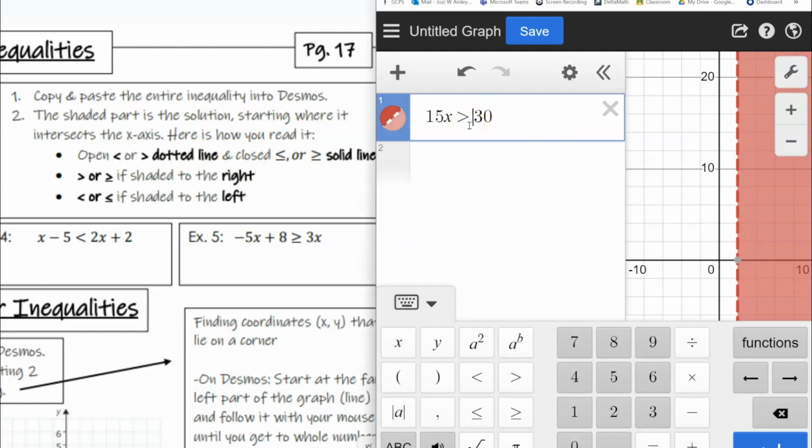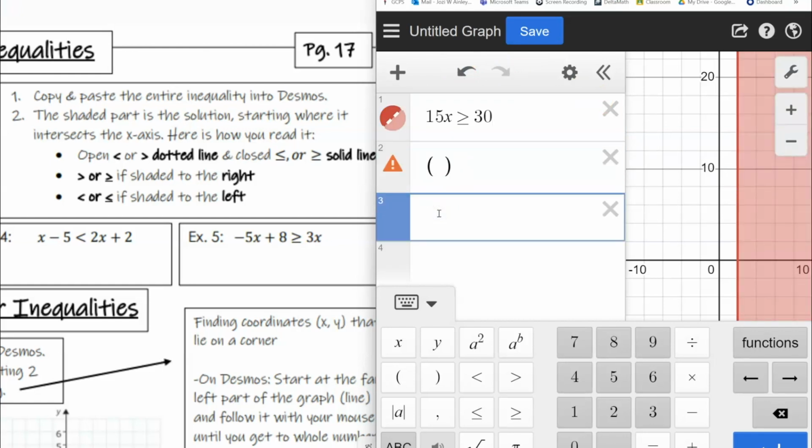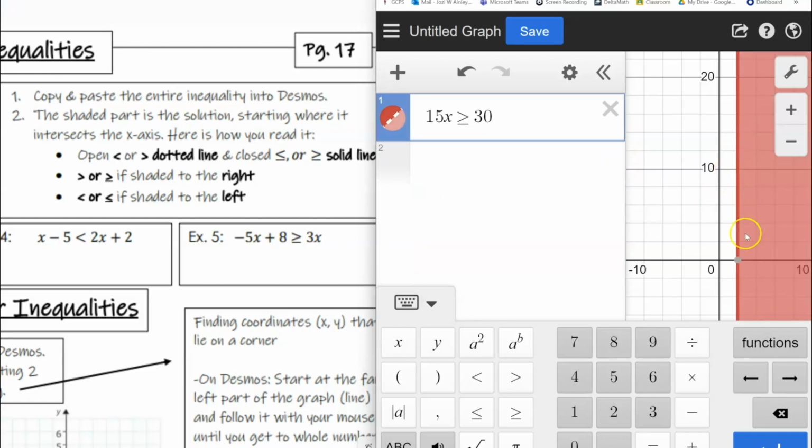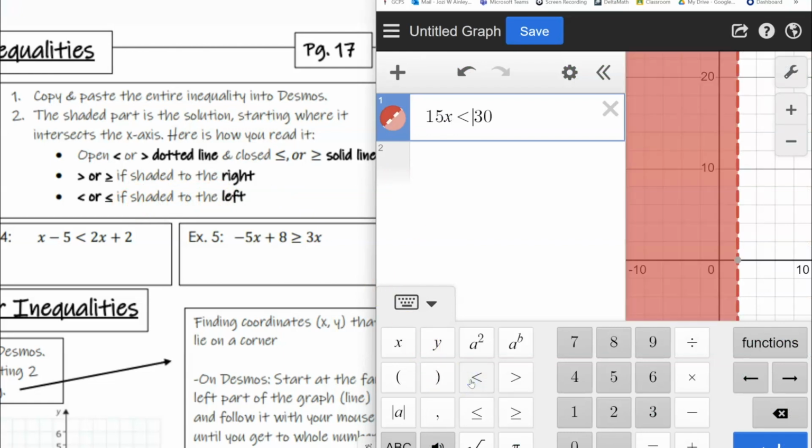If I actually change that to an open, do you see how it becomes a dotted line? Just know that open, which we've been talking about as parentheses, and closed, bracket. Same thing with lines. Open line would be dashed, and closed line would be solid. Greater than or greater than or equal to is shaded to the right. You can see that because this is greater than or equal to, it's shaded to the right. Less than or less than or equal to is shaded to the left. So if I change this to less than, shaded to the left, or less than or equal to, shaded to the left. That's all the notes are telling you.